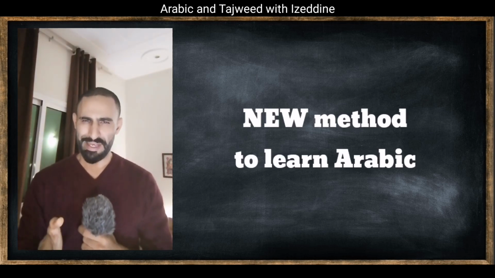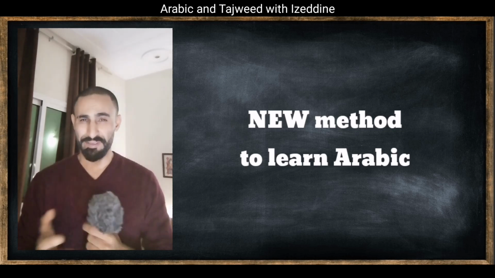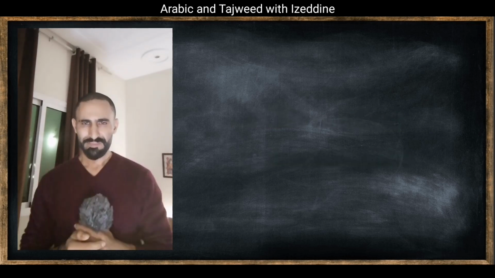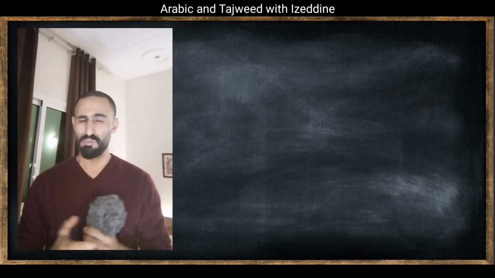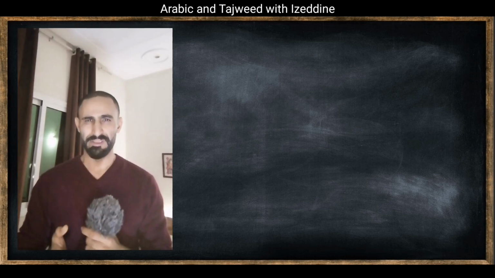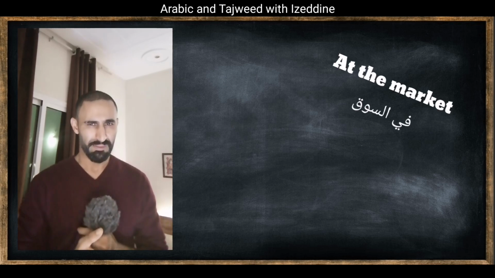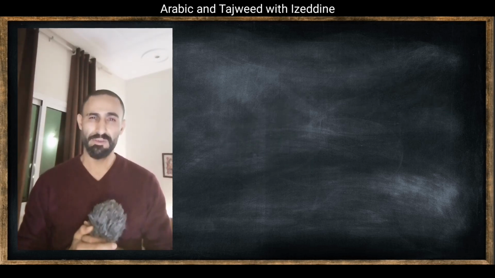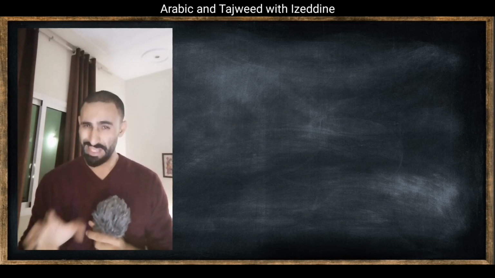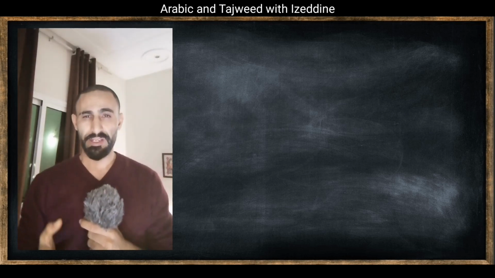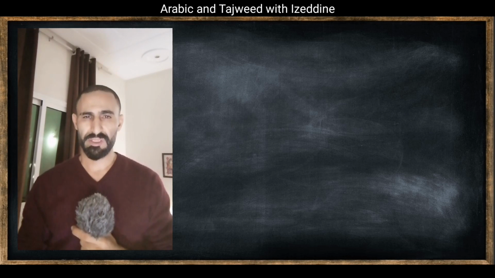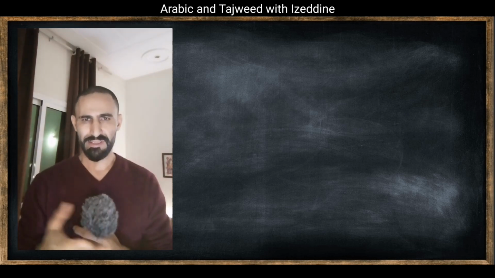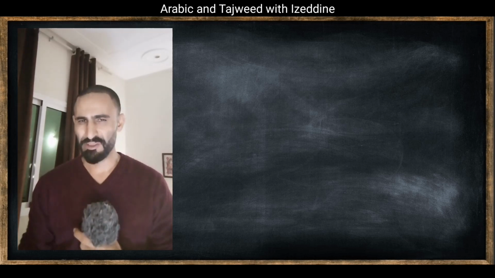Here is a new method to learn Arabic that you have never seen anywhere else. And of course, I will need your point of view in the comment. Each time I'm going to choose one different topic, for example, at the market or at school or whatever. Then I tell you some of the words related to that topic. For example, if we are talking about school, we choose student, teacher, classroom, write, read, understand, etc.